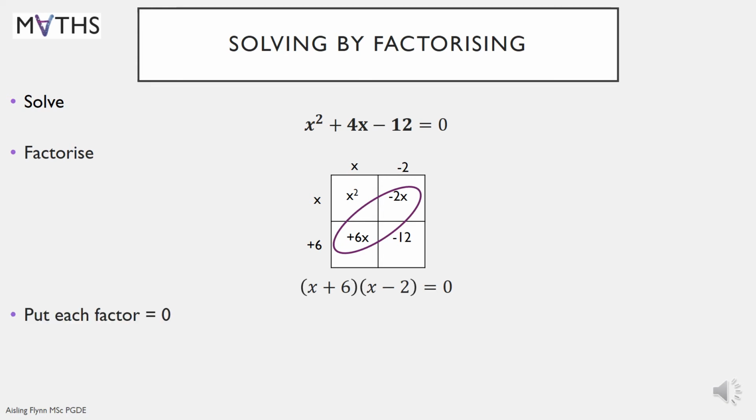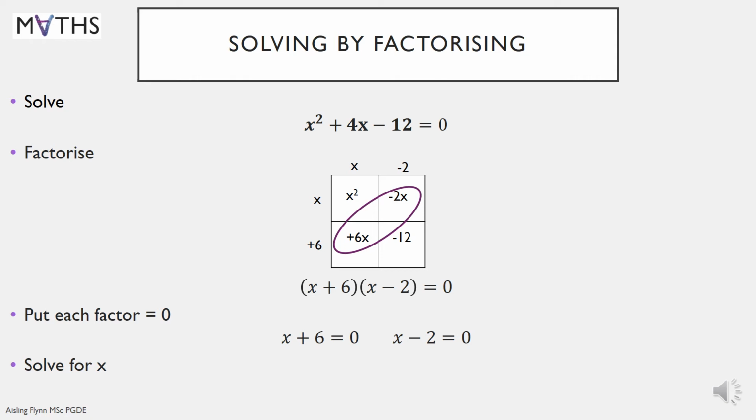Okay, so from our logic now we can say, well, one of the factors must be 0, so we'll put both of them equal to 0 and see what answer they give us. So we put x plus 6 equal to 0 and x minus 2 equal to 0. So these are two small equations and we're going to solve for x.